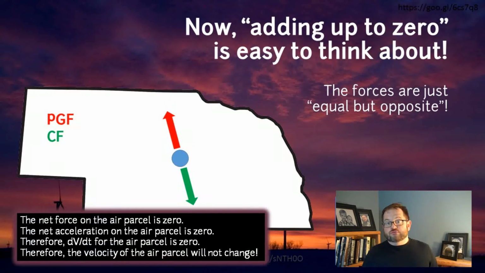So if these are the only 2 forces that we're going to worry about as affecting this air parcel, and they're equal but opposite, it means the net force acting on that air parcel is 0. And by Newton's 2nd law, we know then that the acceleration on the object, in this case this air parcel, is 0. No acceleration on the air parcel means that the velocity is not changing. dV/dt, the change in velocity with respect to time, is equal to 0. So the velocity is not changing. We're saying whatever the velocity is, it's just going to do that and just keep doing it.